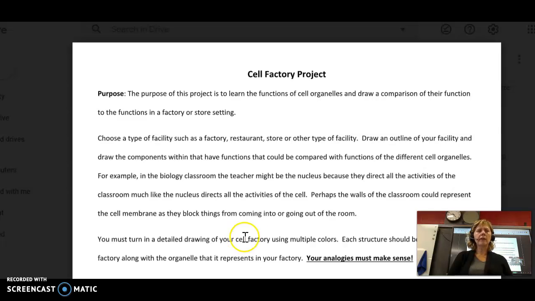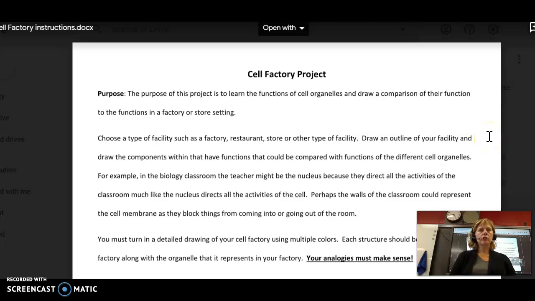So you can choose any kind of factory, a restaurant or a store or any kind of facility. I did tell people, please don't choose your home. It's really difficult to make enough analogies, I think, to those cell organelle functions and your actual home. I think there's usually just not enough stuff there. So choose something like Walmart or Taco Bell or a deli, or if you have a job and you want to use your place of work, or be creative. I've had some really creative ones over the years.